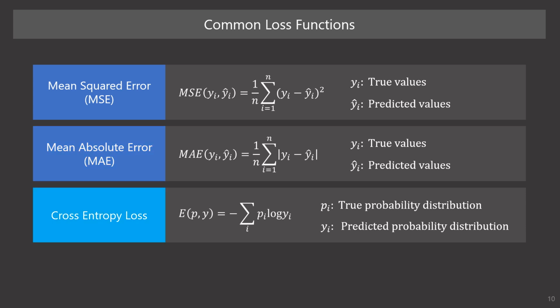Cross-entropy loss is a common loss function to evaluate the performance of a classification model. It quantifies the difference between the predicted probability distribution and the true probability distribution.